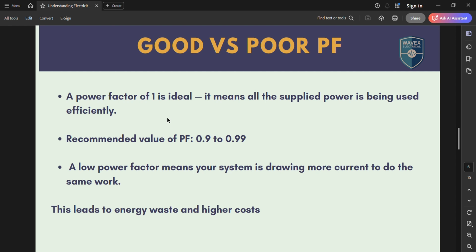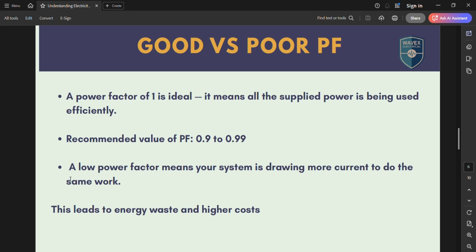Okay, and what is the recommended value of power factor? The recommended value of power factor ranges from 0.9 to 0.99. 1 is the ideal case. Most of the regulations recommend the power factor should be within the range of 0.9 to 0.99. Otherwise, you might get a fine from your utility service provider, like DEWA, Dubai Electricity and Water Authority.